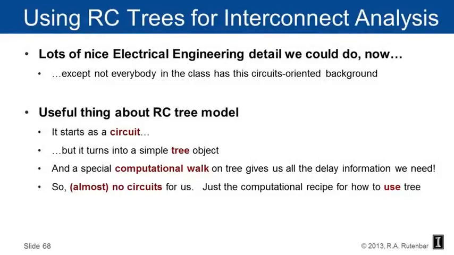So once we have the definition of the RC tree, we could actually do a lot of interesting analysis. One of the things we could do is some electrical engineering kind of detail, and I could actually derive at the circuits level the very interesting delay result we're just going to show. But since not everybody in the class necessarily has a circuits-oriented background, I'm just not going to do that. The really nice thing about the RC tree model is even though it starts as a circuit, it turns into a simple tree object. It's really a data structure. And there's a special computational walk on the tree that gives us all the delay information we need. So it is fair to say that there's almost no circuits for us. There's just the computational recipe for how you use the tree. So let's go see how that works.